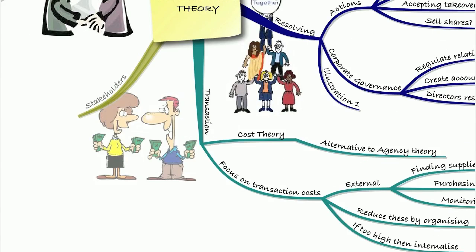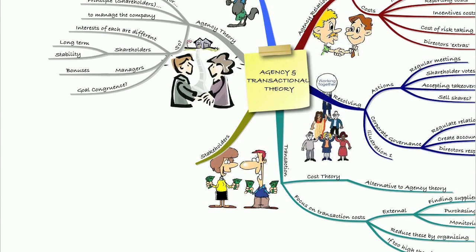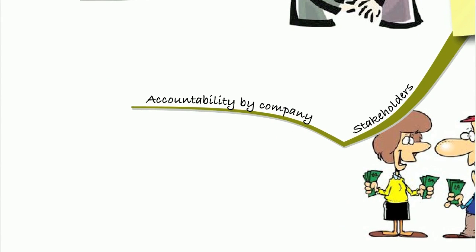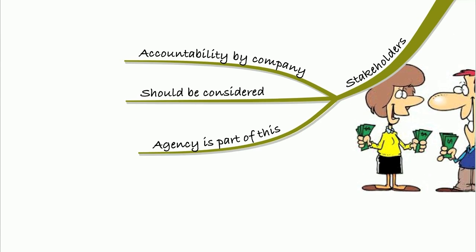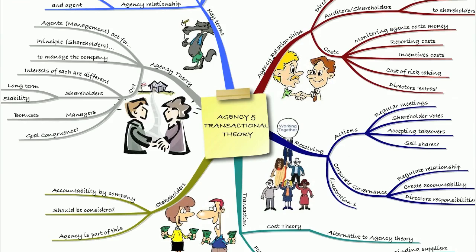Also, don't forget that we have to think about the stakeholders. We have to have accountability to those stakeholders. And again, we'll look at stakeholders in detail over the next few lectures. These should be considered by the agents within the organisation. And agency theory is part of that. There's an agency relationship between the stakeholders and the management within the business as well. There needs to be accountability of the management to the stakeholders. They must be considered in decisions that are made. So that is our agency and transactional theory. We're then going to move on to look in detail at corporate governance codes.